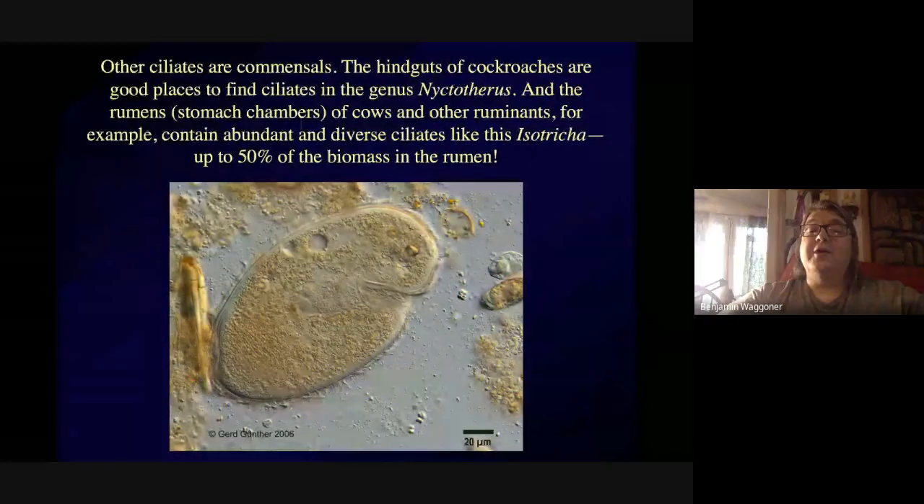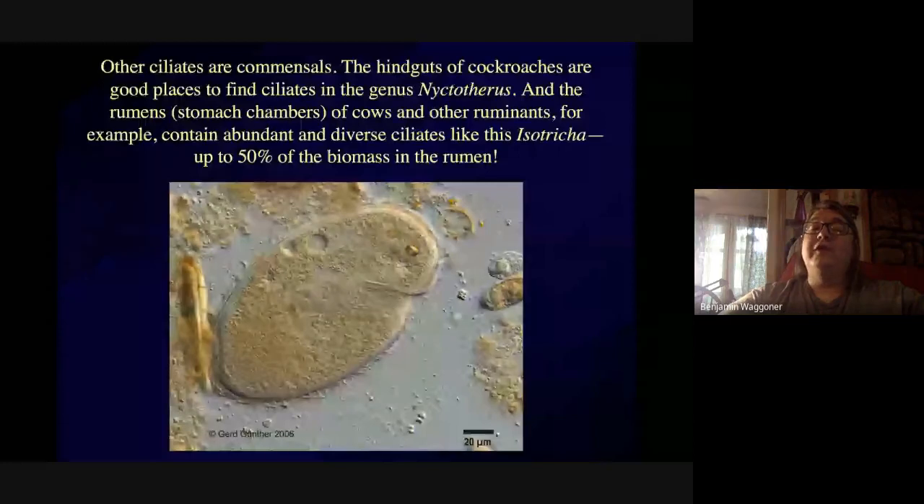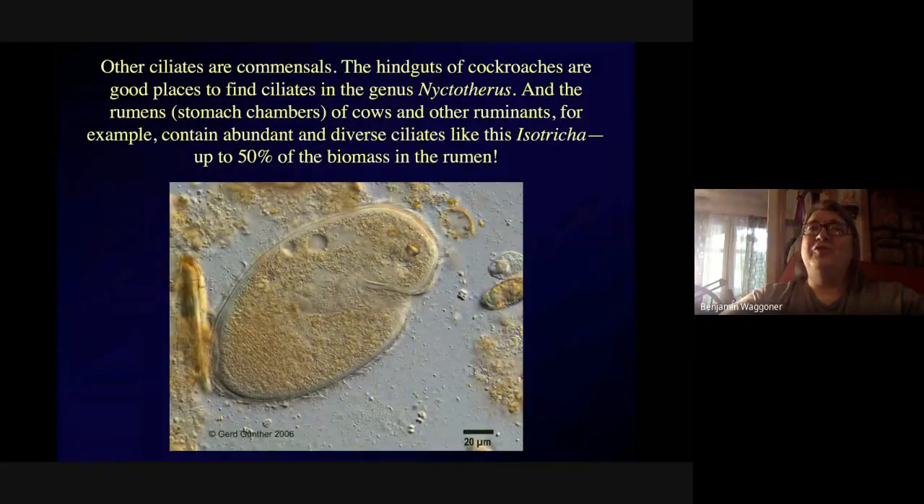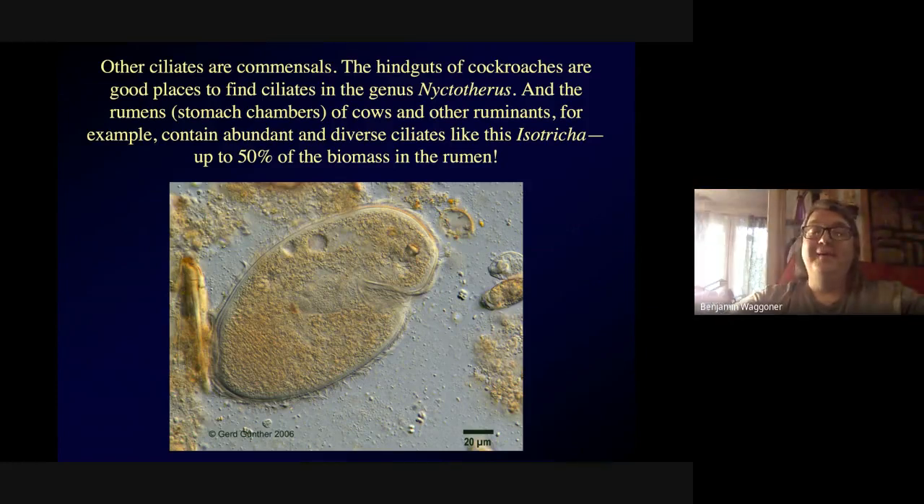There's other ciliates that are commensals. Cockroaches often have anaerobic commensal ciliates in the genus Nyctotherus. I don't know if I'll be able to demonstrate this tomorrow. And the stomach chambers of cows also contain lots of ciliates. This is one of them, Isotricha, from the fluid in the rumen of a cow. The rumen is that first stomach. You know, they've got 4. And up to 50% of the biomass in the rumen can be ciliates. And they play a role in helping break down that food.